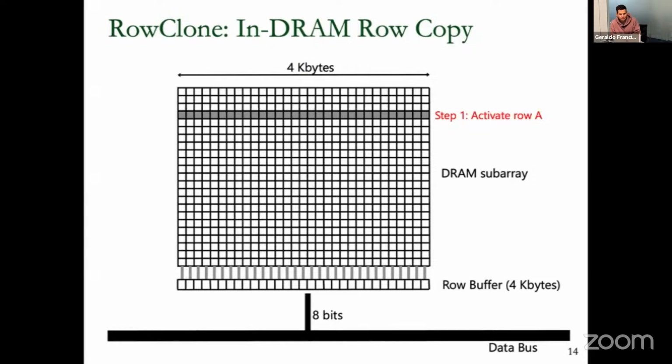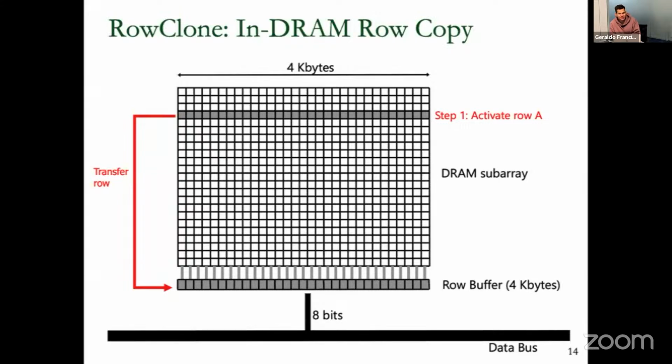So what happens then? When you first activate the source row, the operation is exactly what I just mentioned in the background. The DRAM cells in this activated row are going to be connected to the bit lines. The perturbation on the voltage level is going to be sensed by the amplifier, and the data is then going to be amplified and latched in the row buffer.